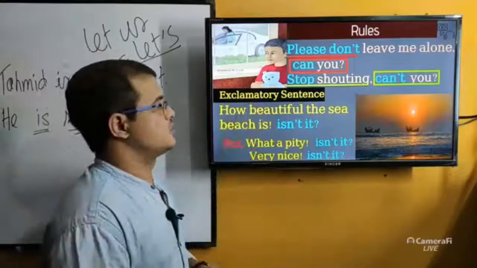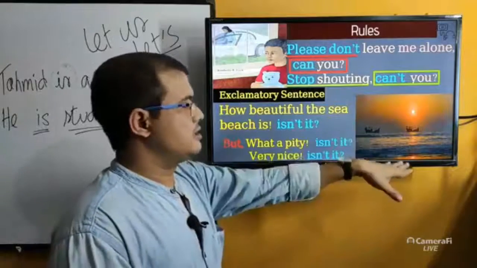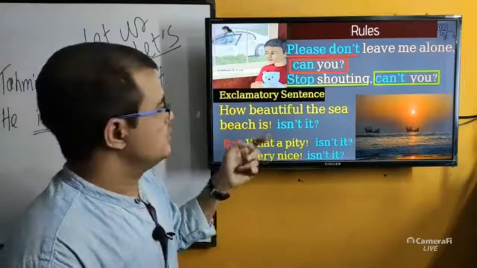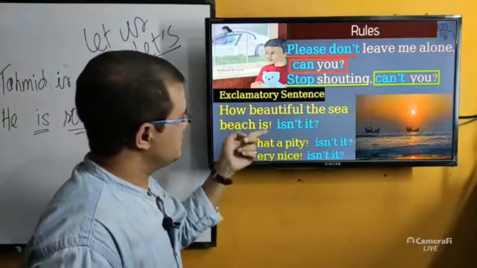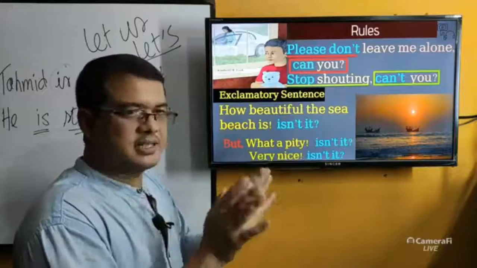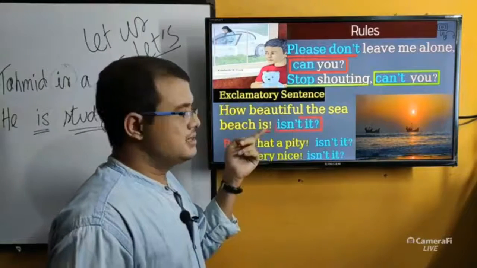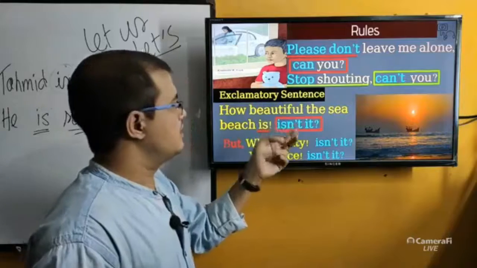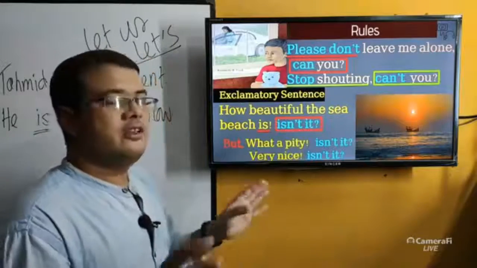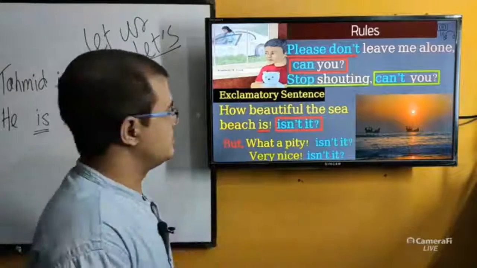Now exclamatory sentence. What happens in case of exclamatory sentence? You see the picture of Cox's Bazar. How beautiful the sea beach is. Isn't it? Why have we used isn't? Because this is in a way an assertive. Okay, this is a kind of assertion. Okay, but exclamation, there is a note of exclamation. You see here is, so it would be isn't, the negative one, and the sea beach is a place, so it would be it. So isn't it. If in any exclamatory sentence you find there is no subject, no verb, you will use just simply isn't it.